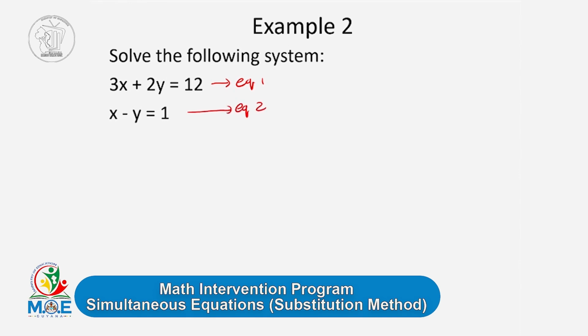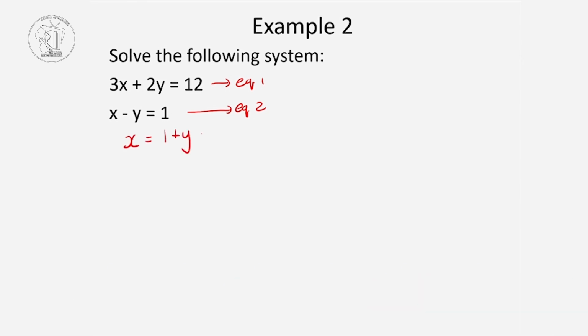So we see x is by itself, and y as well. But we can make x a subject by taking over this minus y. So we'll have x is equal to 1 plus y. We can call this equation 3. So we already use this equation to make x a subject.